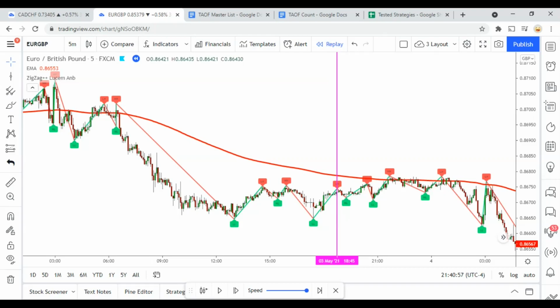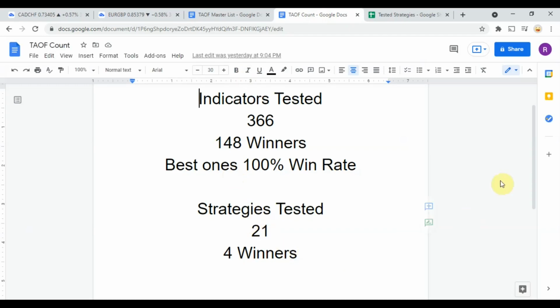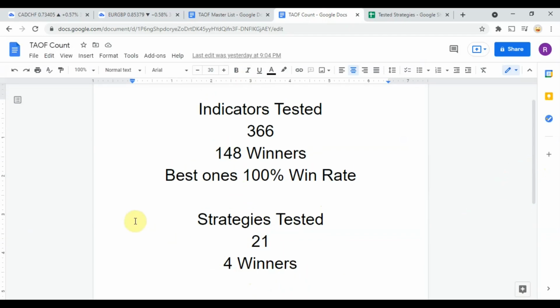Alright, as I said, today we will be testing a 5-minute zigzag scalping strategy. Before we do though, I wanted to put the testing scoreboard up for everyone to see. So to date, we have tested a total of 21 different strategies. Today's strategy will be the 22nd strategy that we will test. Out of those 21, we have had 4 winners, and we have tested a total of 366 indicators. And out of those 366 indicators, 148 of those have been winners, which means that they have met or exceeded the 60% win-loss ratio threshold that we have set for them. The best ones so far were able to achieve a 100% win rate.